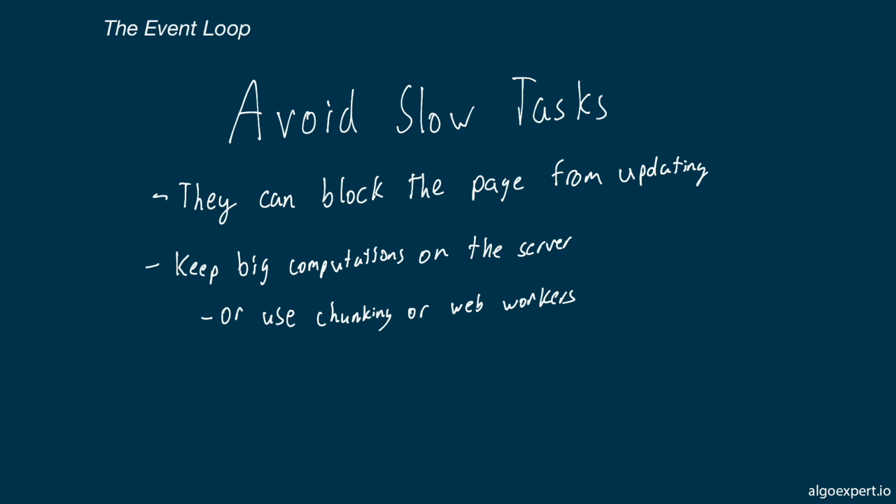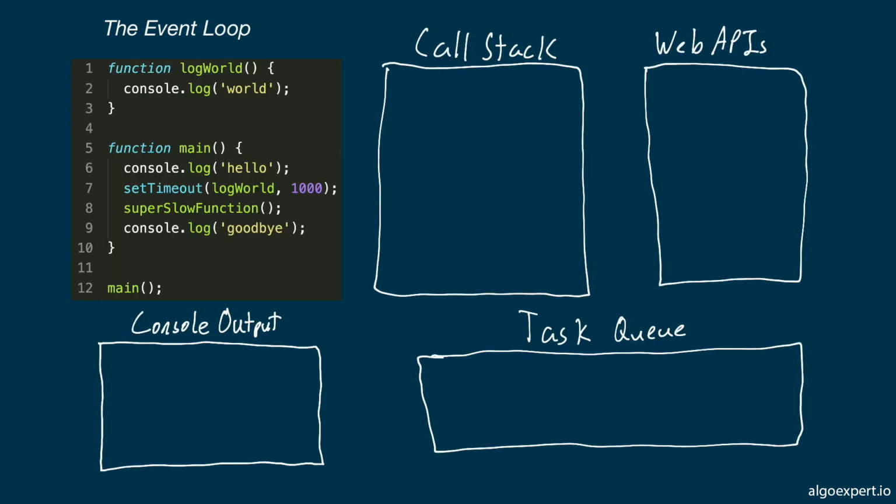Alternatively, you can use a method known as chunking to split up big tasks into smaller ones. And we will see an example of how to do this in a bit, but again, the better solution is to avoid this altogether if at all possible. To understand why this is important, let's look at one more example. Here we have the same function as the original, but we added a call to the super slow function in the middle. You could imagine this is some super slow loop that takes a few seconds to run or something of that nature.